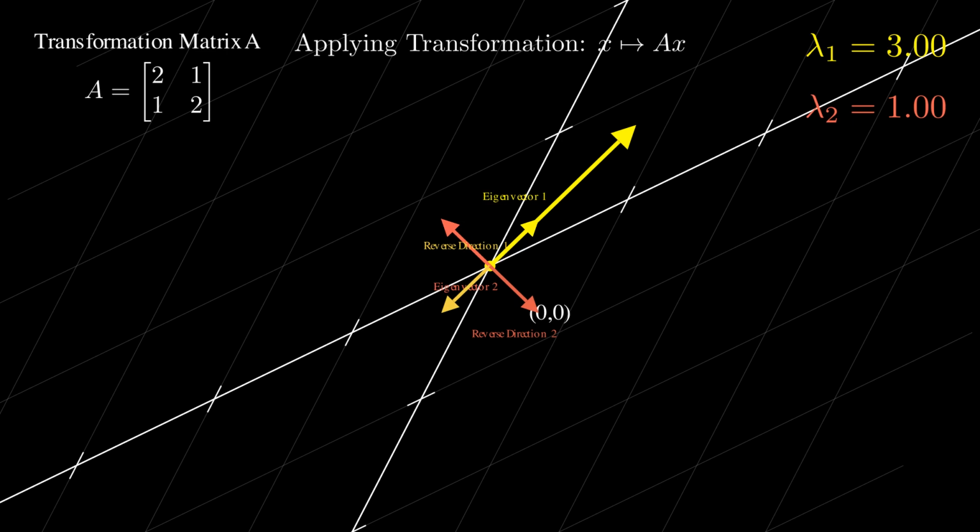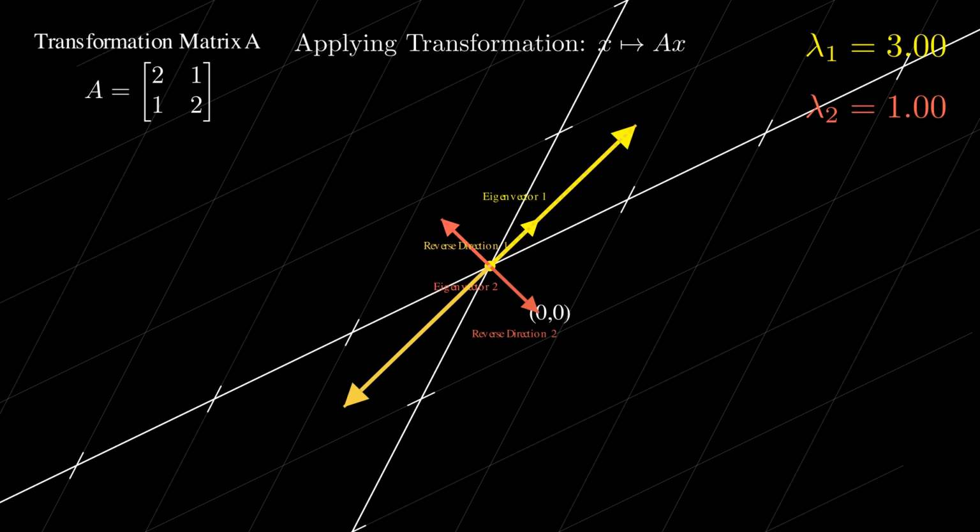Because the eigenvalue equation Av = λv still holds true, just like their positive counterparts, these reversed eigenvectors scale by the same eigenvalues. The first eigenvector and its reverse both scale by 3.00. This is because multiplying by -1 doesn't change the eigenvalue relationship. Similarly, both the second eigenvector and its reverse scale by 1.00. The negative direction is just as valid an eigenvector as the positive direction.